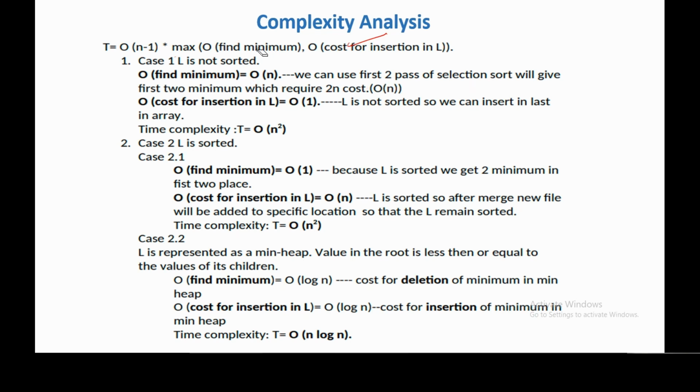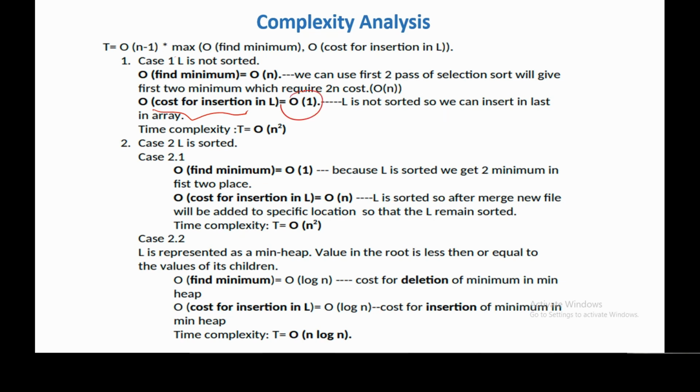So in the case of selection sort, what is the process? Selecting the minimum element and placing it at the first position in the list. That will cost around O of n time. After that, when we merge them, the cost of insertion will be required. When the list is not sorted, what will we do? We'll place that newly created node at the last of the array.